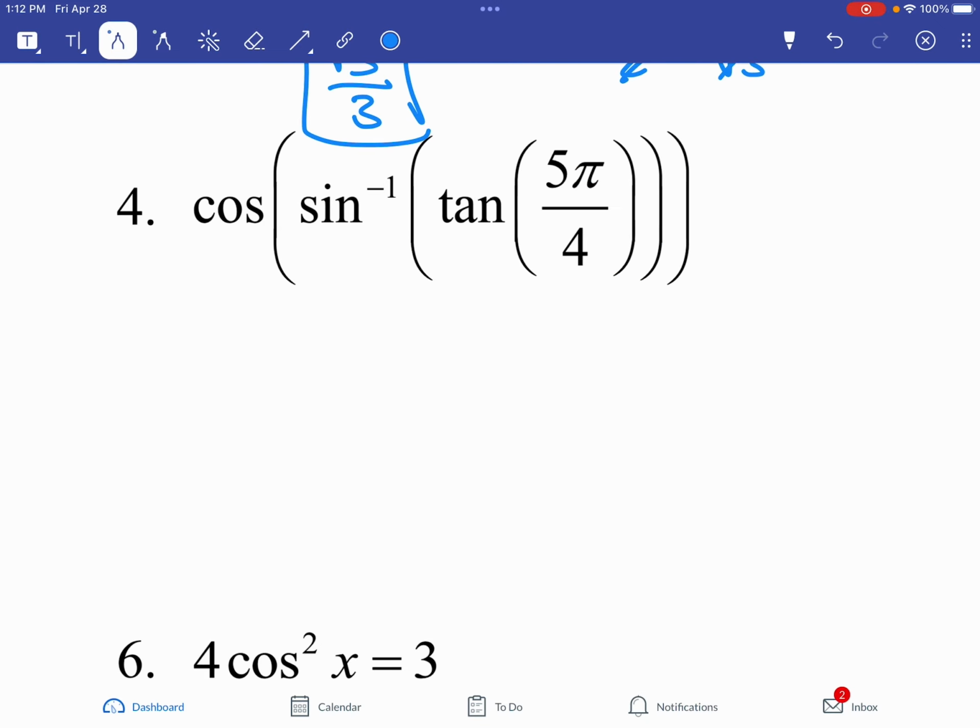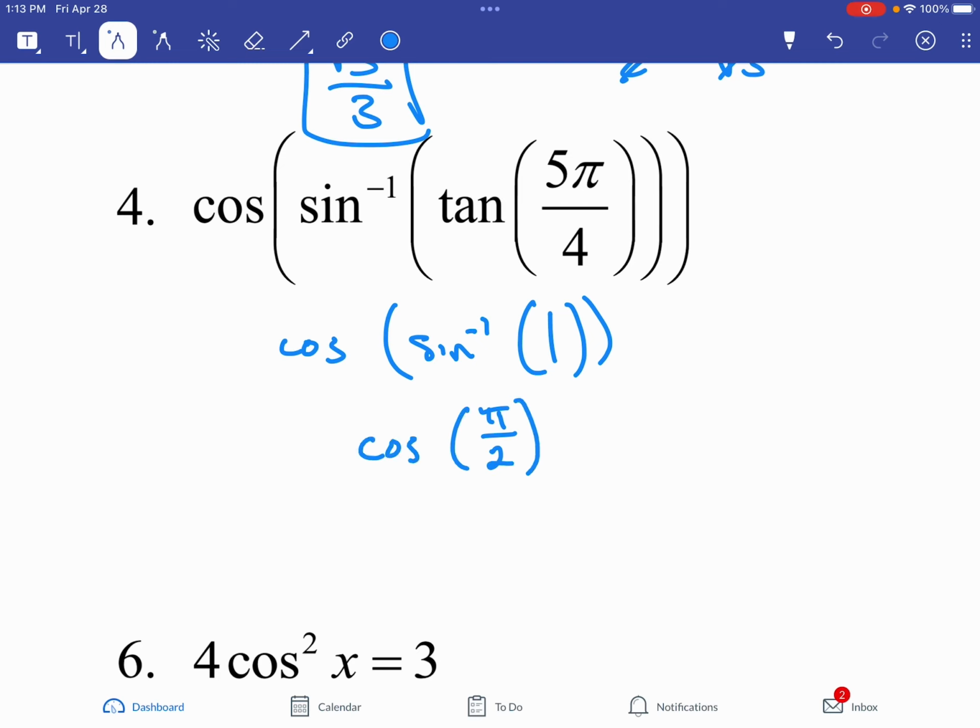Lastly, here we go. The tangent of 5 pi over 4 is going to be negative root 2 over 2 divided by negative root 2 over 2, which just gives you positive 1. Now we do the inverse sine of positive 1. We can only use the right side of the unit circle. So positive 1 is found as a y value at pi over 2 on the right side of the unit circle.